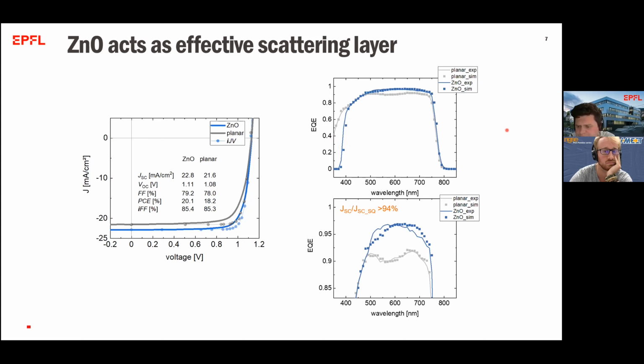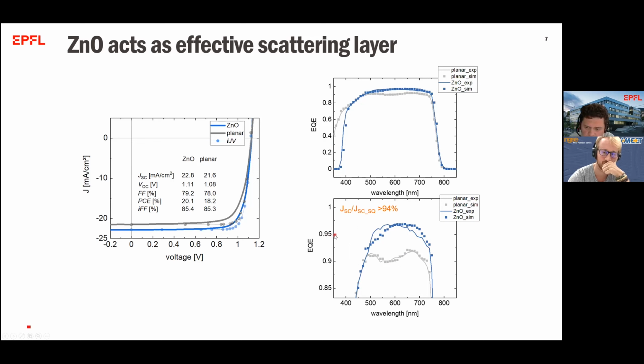What is quite striking is, for one, the planar simulations and experimental results are extremely close together. The same holds true for the textured one, the nano-textured one, even though there's a small discrepancy. But what is quite interesting is that we get well above 95% in the important range. And overall, if you take the maximum current that you could get at this band gap, and you compare the current that we get from the integrated EQE, we are somewhere in the 94-95% range.